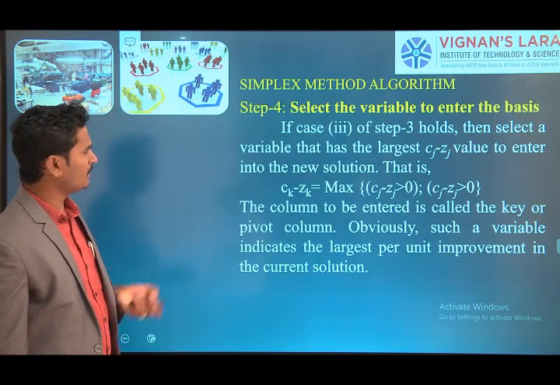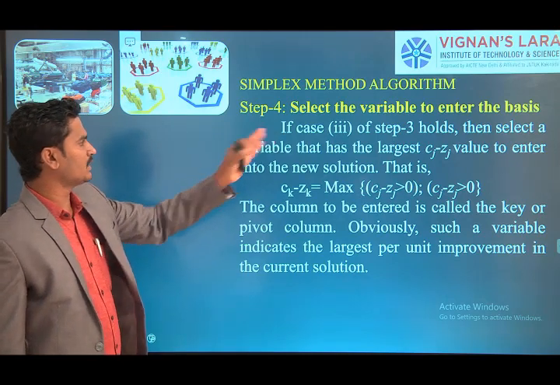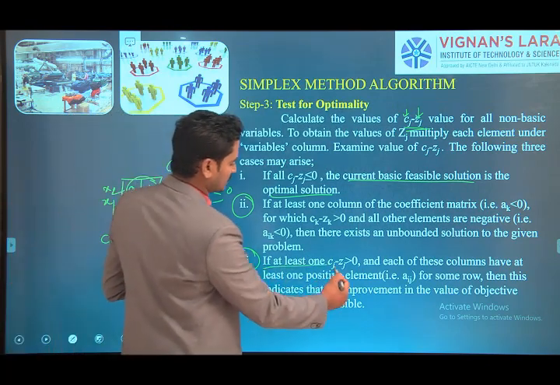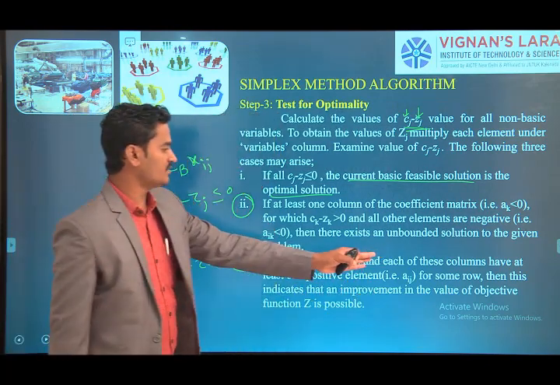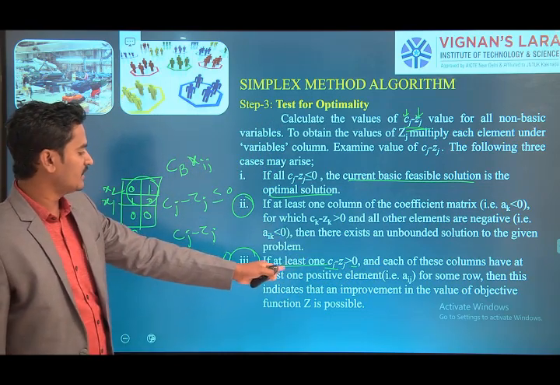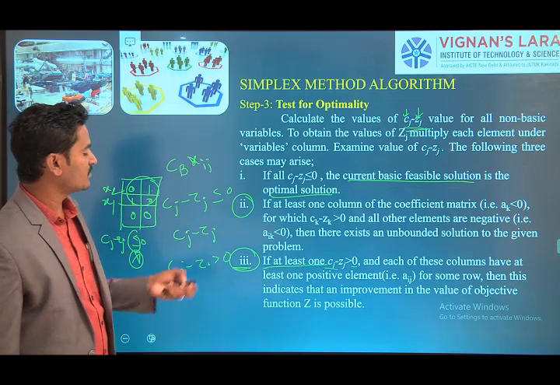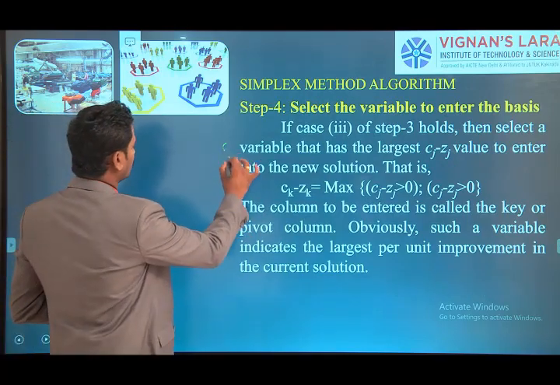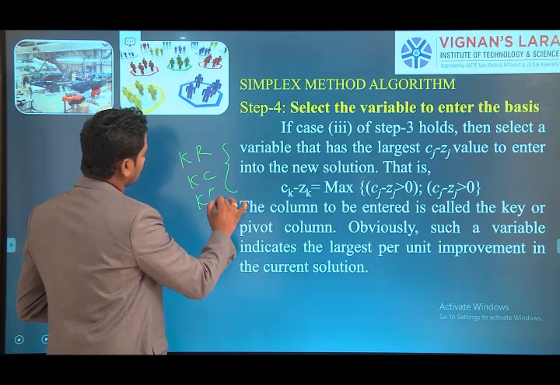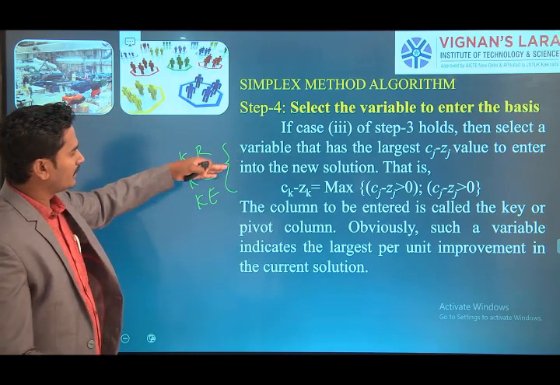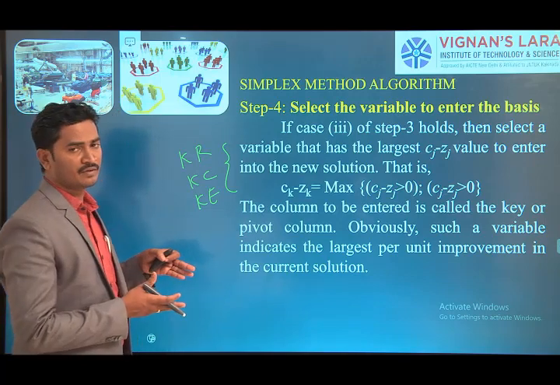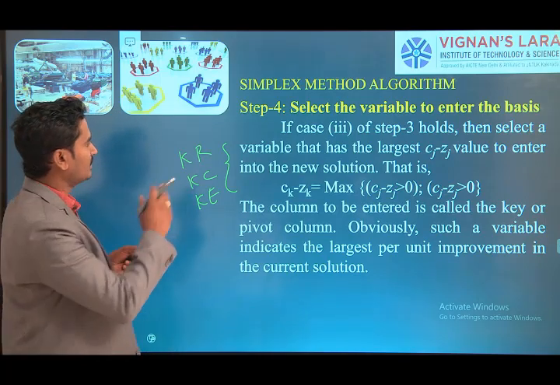Next, coming to step 4, select the variable to enter the basis. Here, case 3: if at least Cj minus Zj is greater than 0, and each such column has at least one positive element in some row, then this indicates that an improvement in the value of the objective function Z is possible. Here, we are going to find the key row, key column and key element. Based on that, we iterate, calculate, and revise the variable values. We find the new contribution values in this table.